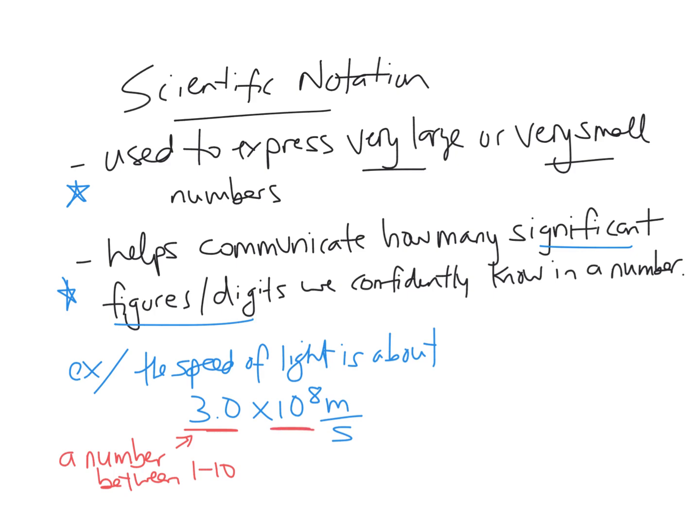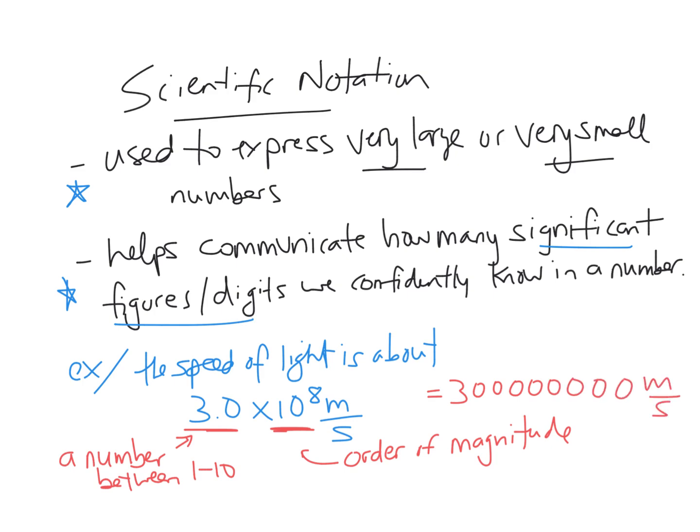Also accompanying that opening number between 1 and 10, we then have an order of magnitude, okay? Which is a fancy way of saying it's 10 to the power something or other, or it's telling you how many zeros need to go before or after that opening number to make your actual value. So you can see that if we were to write this out in its full form, we'd have 1, 2, 3, 4, 5, 6, 7, 8 zeros, and then we'd have to put meters per second.